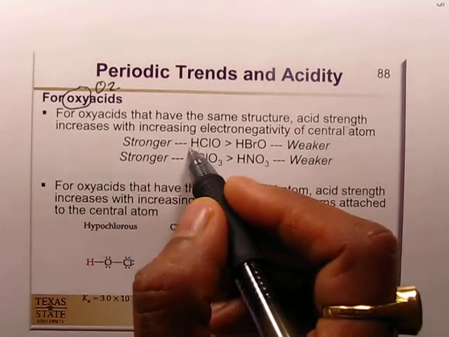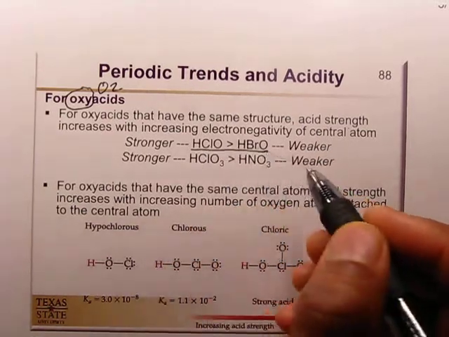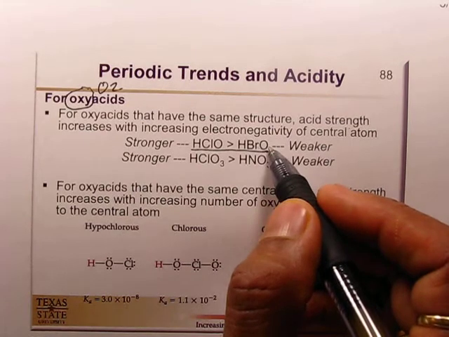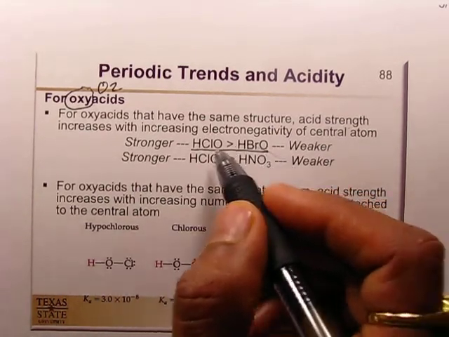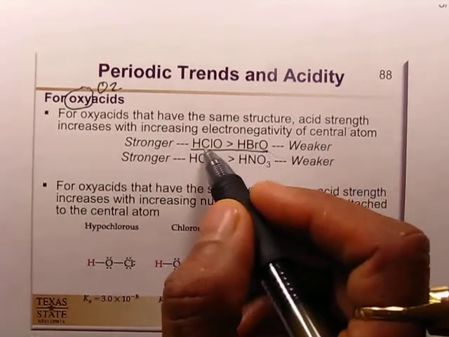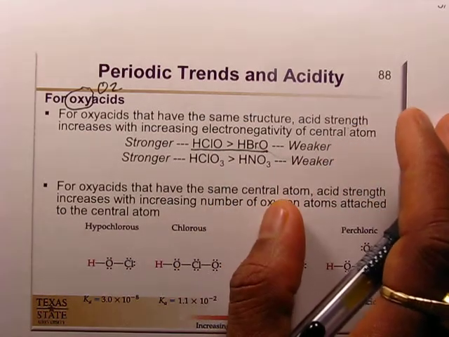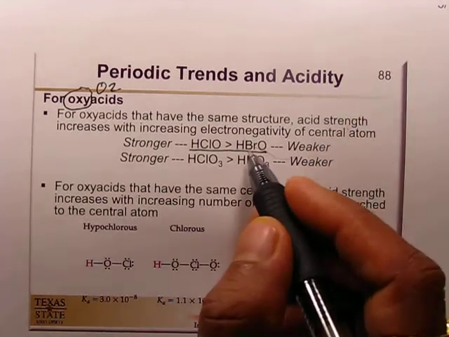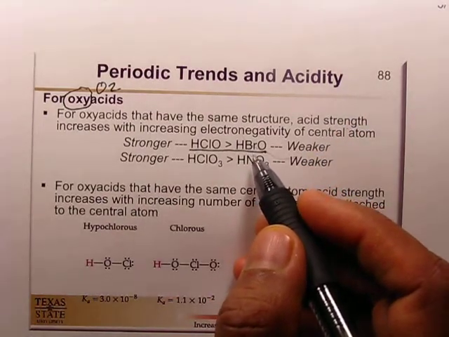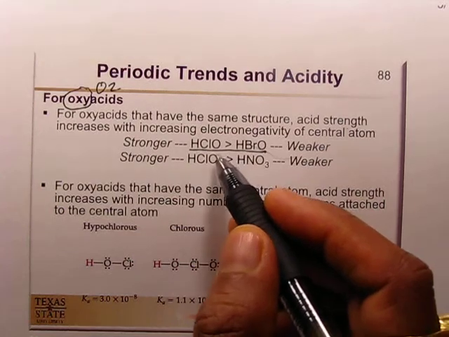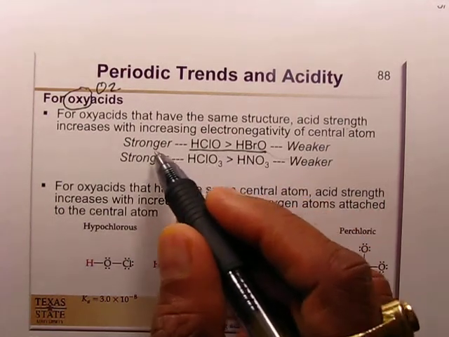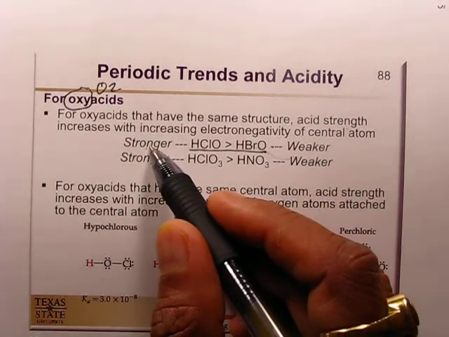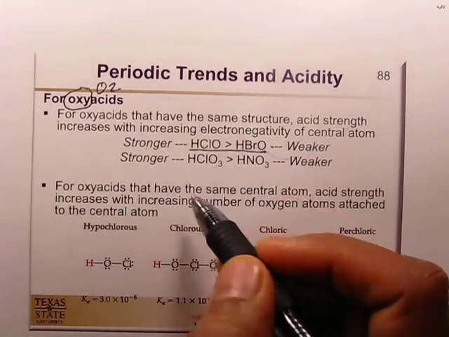For example, if we compare HClO and HBrO, here you can see hydrogen is common in both of them, oxygen is common in both of them, and one oxygen, one hydrogen. The only difference is chlorine and bromine. And we have seen in the previous slide that bromine is less electronegative than chlorine. That is why this acid is weaker than the stronger HClO.